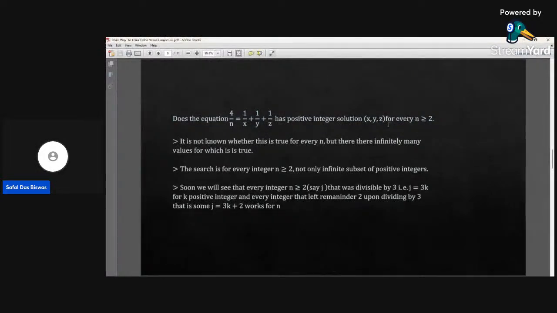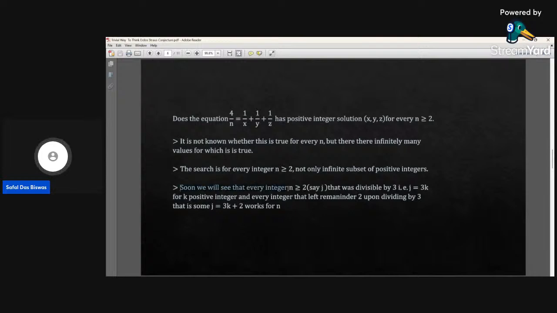Now, it is not known, but the amazing fact is there are infinitely many integers for which this is true. We will come to that point soon. Infinitely many means n can take infinitely many values for which it holds that 4 over n equals 1 over x plus 1 over y plus 1 over z. But is it true for every integer? That is the question, and that is the crux of the Erdős conjecture. Now, as you have seen, I have written that the search is for every integer n greater than or equal to 2, not a finite subset of positive integers. That means we want it for every integer, not for a finite subset of positive integers.